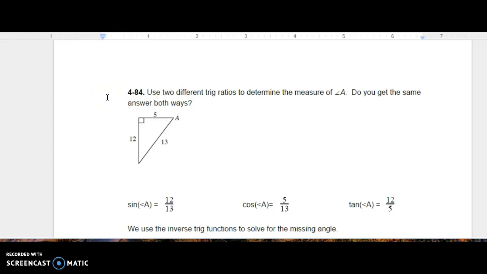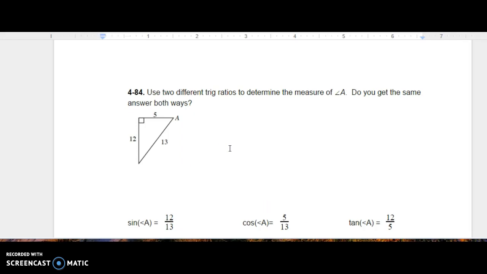Okay, here's an example from your lesson today and from your homework on page 484. It says use two different trig ratios to determine the measure of angle A, and you get the same answer both ways. One thing to remember is that we have a little shortcut, SOHCAHTOA. That should help you remember the relationship between these different trig functions.